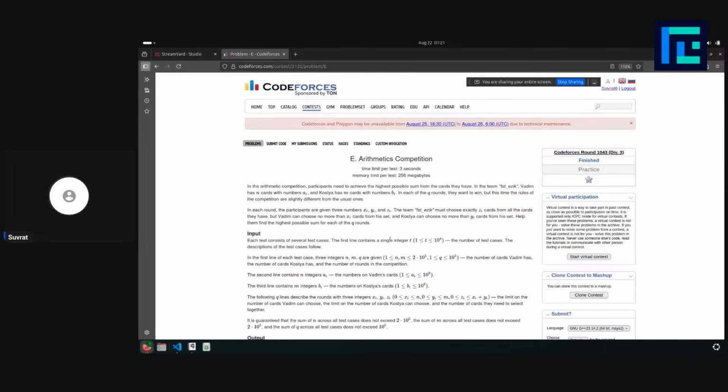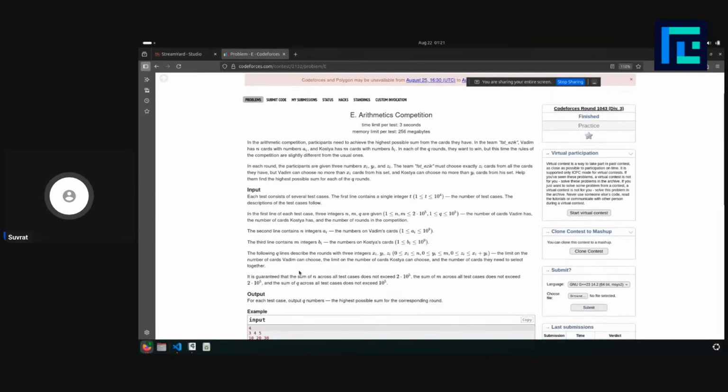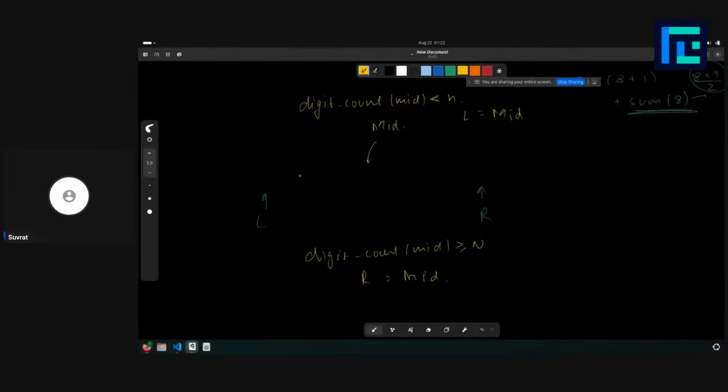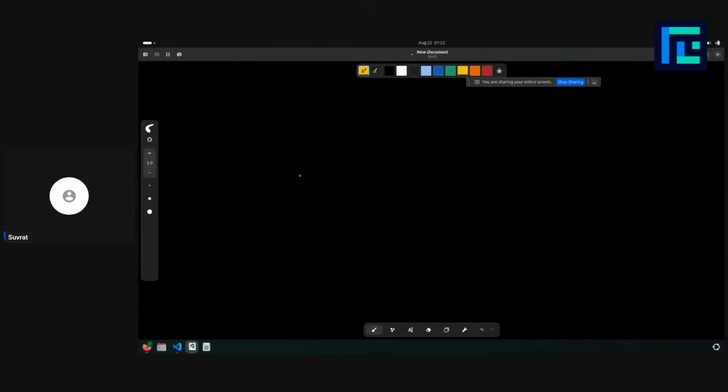So now, the constraints are that the sum of N and M is up to 2e5 and queries are also up to 1e5. So we'll need to answer queries in O(log n) or so, and we need to solve the question with maximum O(n) pre-computation before queries. So let me explain the question first. Also, let me fix the question.